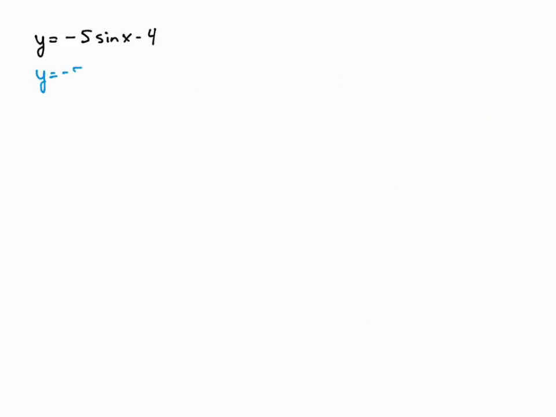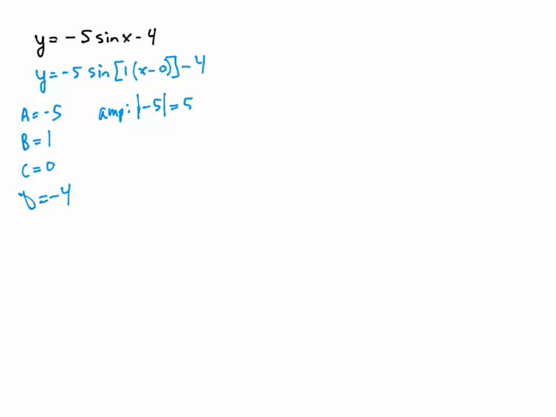So standard form, we're going to say -5 sine, no coefficient on x, and there's no c value here. So the a value is -5, b value is 1, c value is 0, d value is -4. So the amplitude is absolute value of a, so this is equal to 5. The period is 2 pi over b, so just 2 pi. There's no horizontal shift. And then the vertical shift, we're going to say down 4 units.